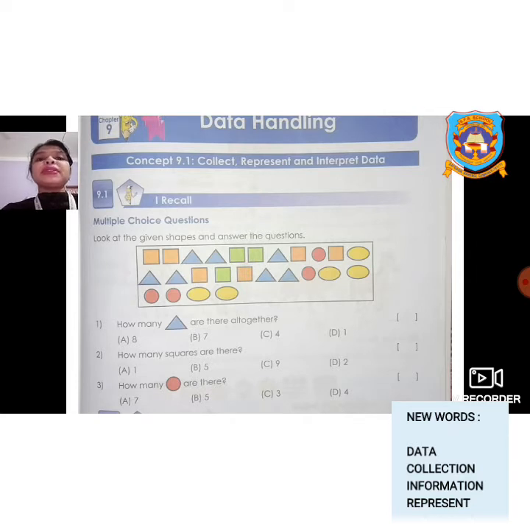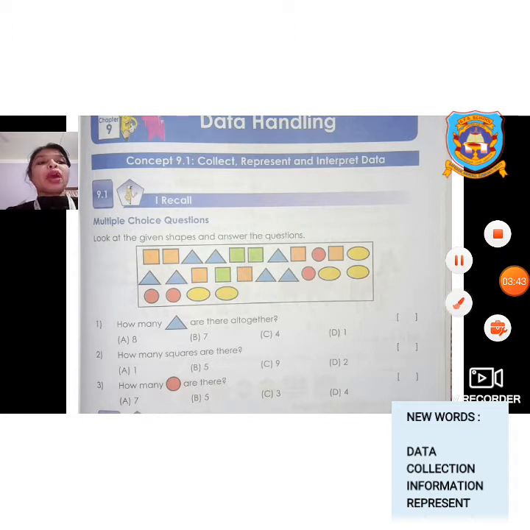Now children, this is the workbook. So here we have to collect, represent and interpret data. Let us look at some of the questions here. The first question is, in a box there are various kinds of shapes. In the first chapter before your term 1 exam, in the part 1 book, the chapter Shapes, we have got two-dimensional figures like rectangle, triangle, square, circles. So here it is a combination of shapes. Now question number 1 is given here. How many triangles are there all together? So how many triangles are there?